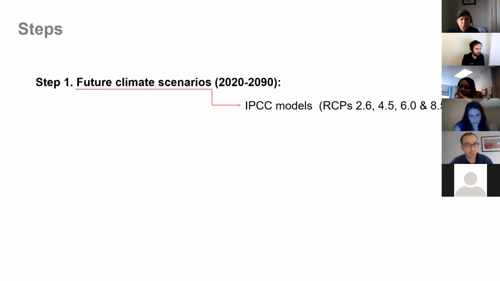And we simulated these future scenarios for the different RCPs. Now, Anita already covered some of the RCPs, so the only thing that we need to keep in mind here is that we have 4 RCPs in this study, and RCP 2.6 represents a slightly warmer planet, and RCP 8.5 represents a much warmer planet. Okay, so we have the climate scenarios for each RCP.